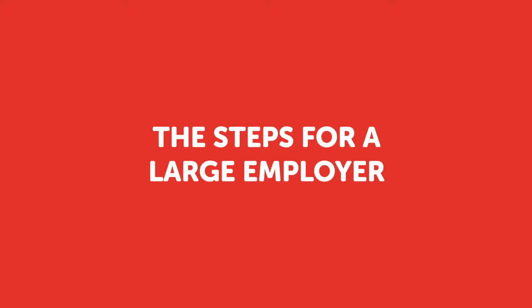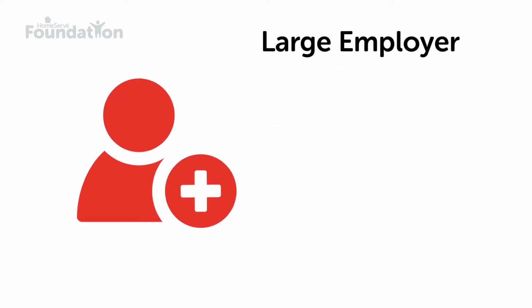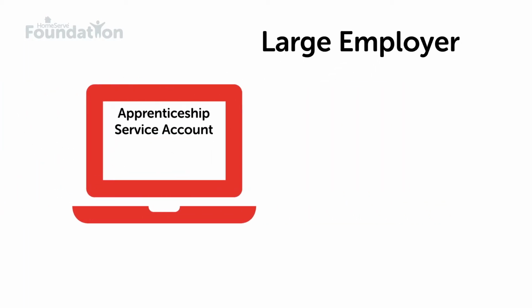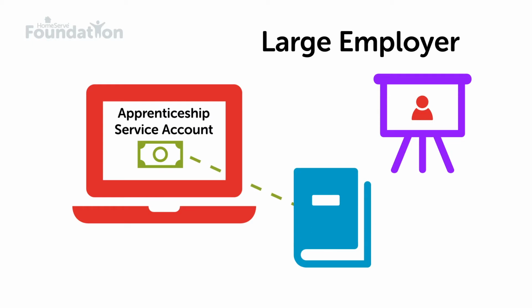The steps for a large employer, the Apprenticeship Service Account. There are a number of steps to take in order for you to be able to take on an apprentice. As a large employer, you will need to register for an Apprenticeship Service Account. You will need this account to receive apprenticeship service funds, manage your apprentice, and pay the training provider.